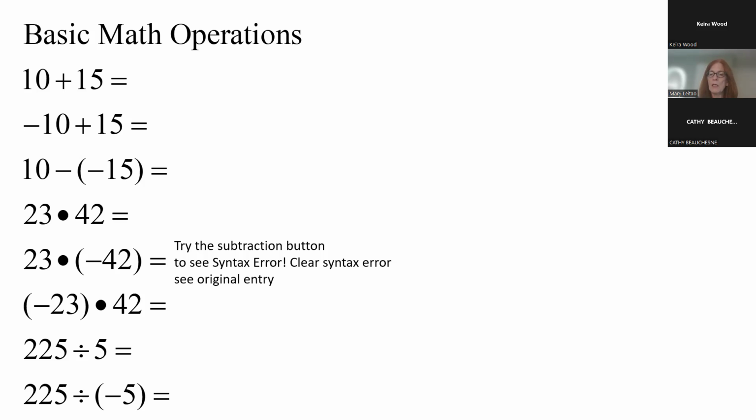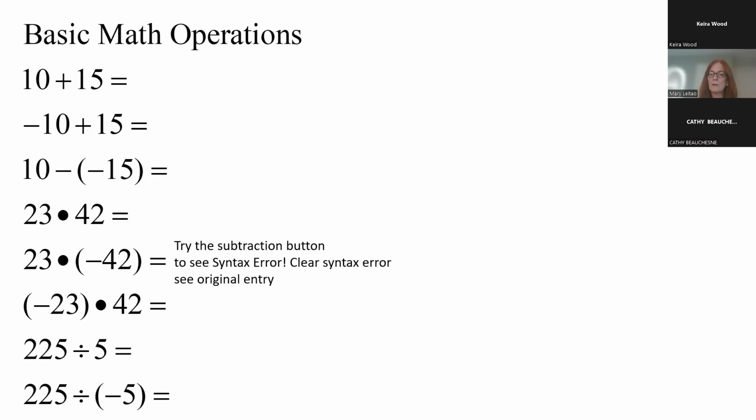10, we press the 1, the 0, and then the basic math functions on the right, plus 15. And the enter is the equal sign. So 25. Then the next problem, I'm going to clear that line, would be -10 plus 15. I don't want to use the subtraction key because that negative sign belongs to the 10. So I'm going to use the negative sign, -10 plus 15, enter, and we get 5.